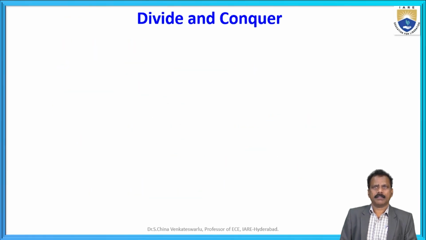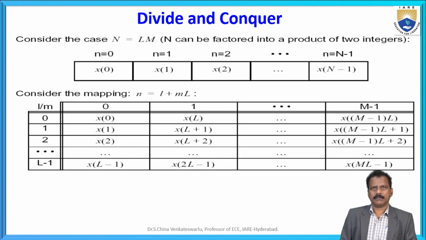Okay, now divide and conquer. You can consider the case where capital N is equal to L times M, where N can be factorized into the product of two integers. You can assign x of 0 where n is equal to 0, x of 1 where n is equal to 1, x of 2 where n is equal to 2, x of 3, and so on, up to x of capital N minus 1.